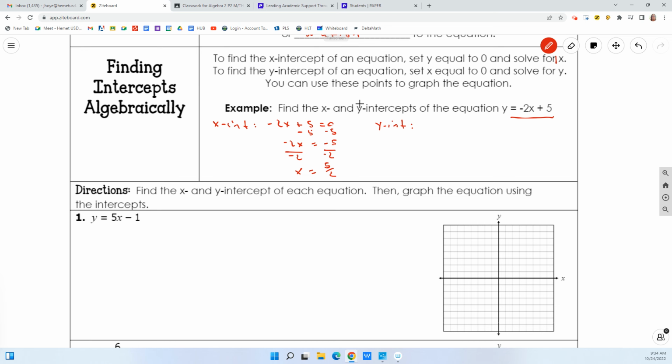If I want to find the y-intercept, I'm going to do the opposite. I'm going to make the x equal to 0 in the equation. So here I have -2. Oops, I want to turn that into a 0.